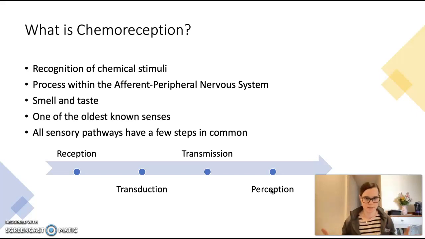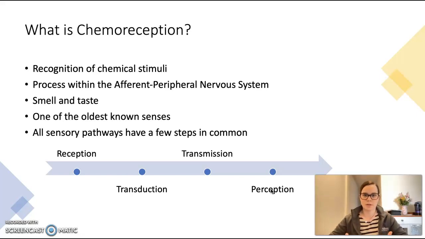So what is chemoreception? Chemoreception is the recognition of chemical stimuli. The specific chemical stimuli that we're going to be covering today are smell and taste. Chemoreception is a process within the peripheral nervous system, and more specifically we're going to be looking at the afferent sensory portion. So these signals start within the periphery, and then they're sent back towards the central nervous system.